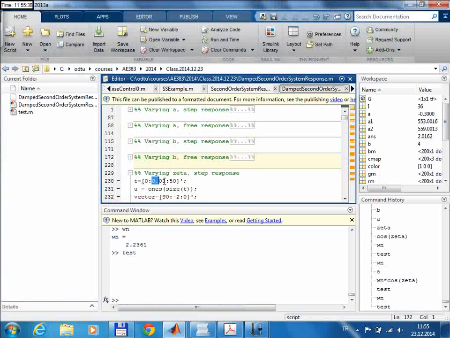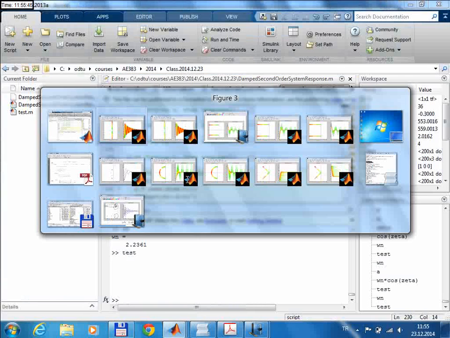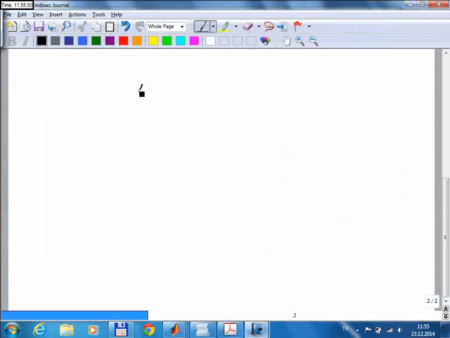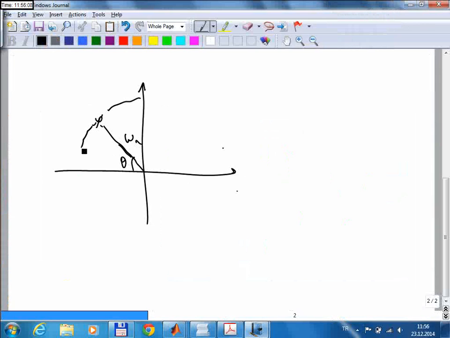In this case, I'm changing the damping ratio, and I keep the natural frequency constant. What that means is, if I have a certain natural frequency omega n, the omega n does not change, and I only change this damping ratio, which is cosine of that angle. That means the length will remain constant, so the poles will be moving around a circle like that.